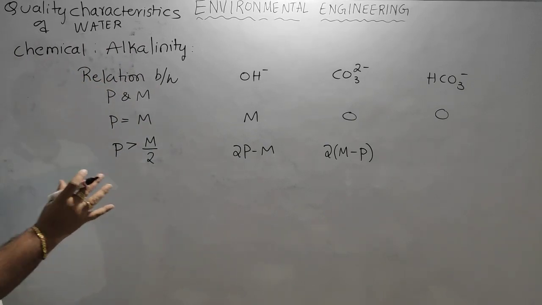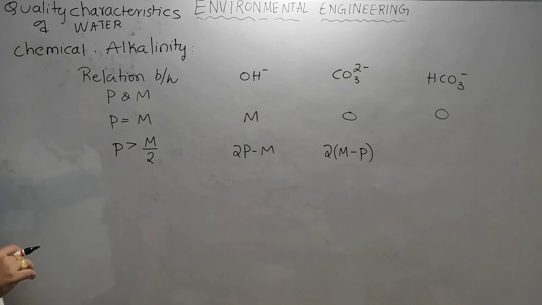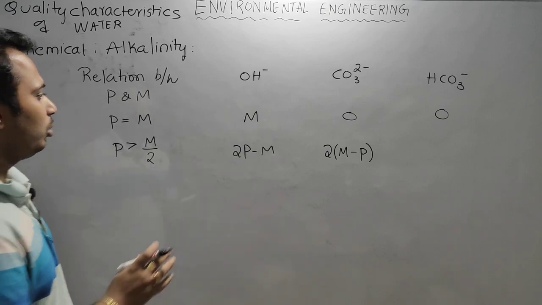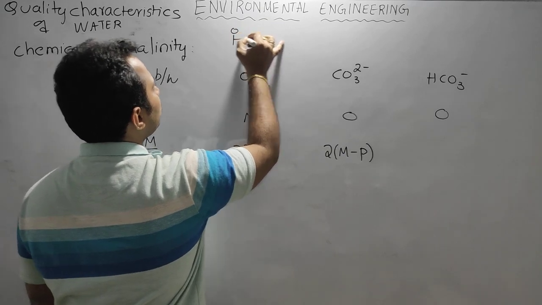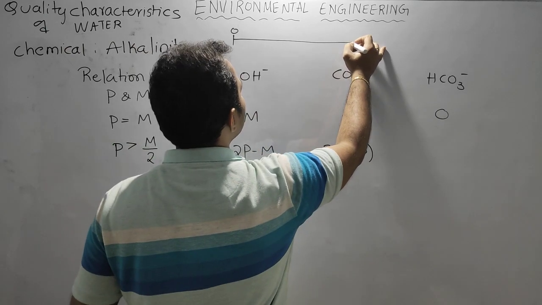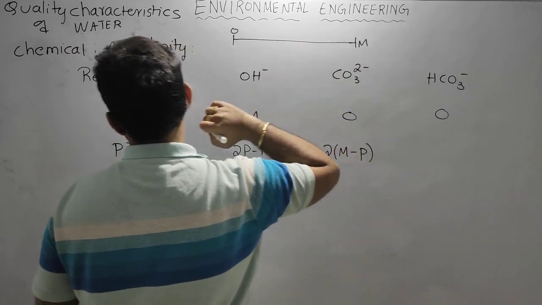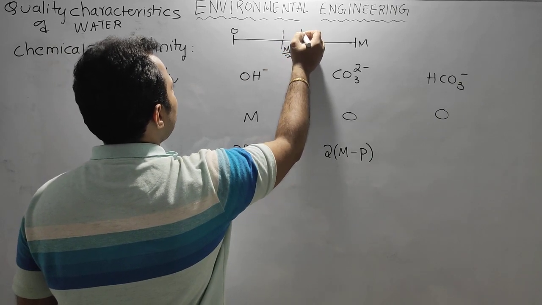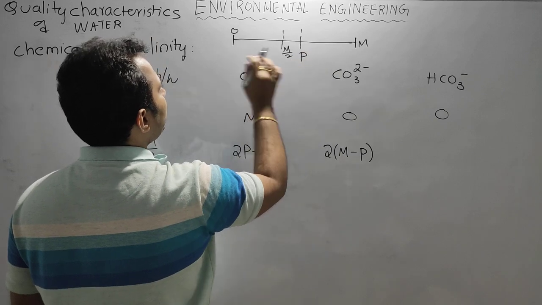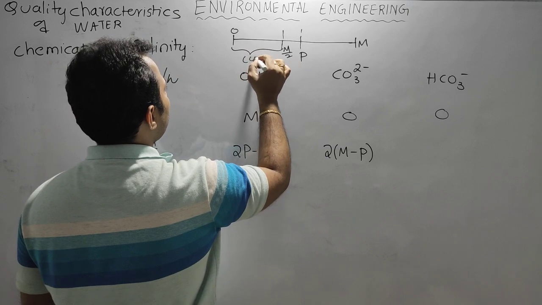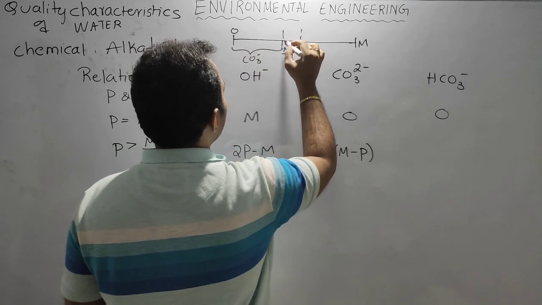See, these things we can correlate easily with the concept which I have explained to you already. So you go back to the concept and correlate these formulas. I will explain for one case. I told you this is 0. So P is greater than M by 2. So this is M, this is M by 2, and this is P. I told you this part is what? CO3 2 minus. So the same part on this side.